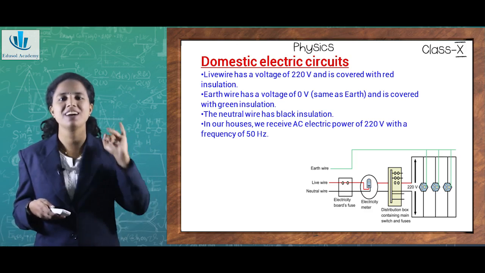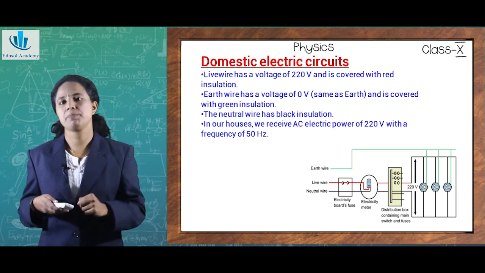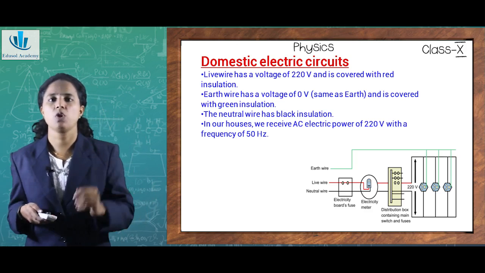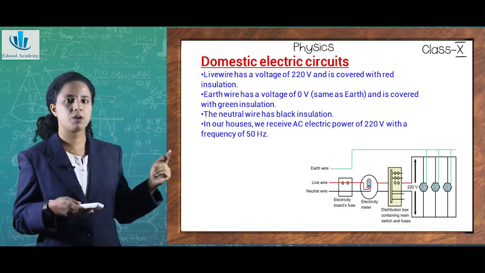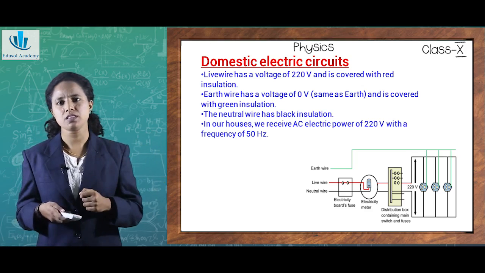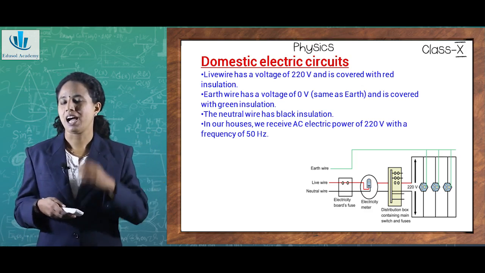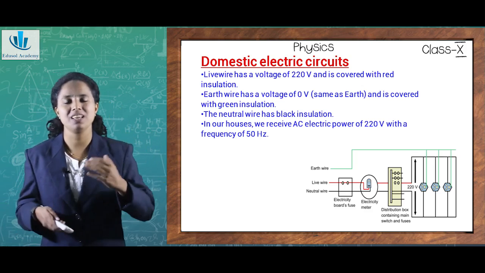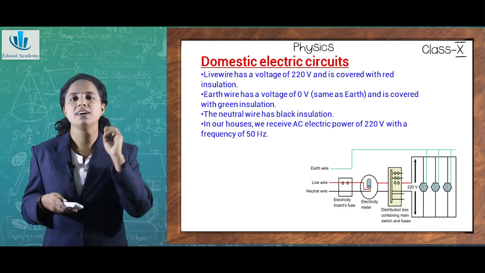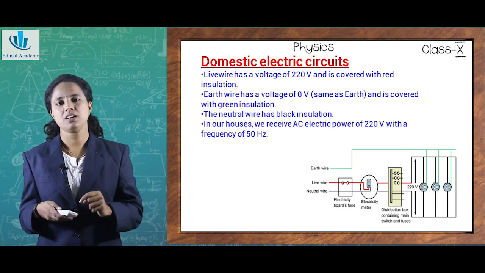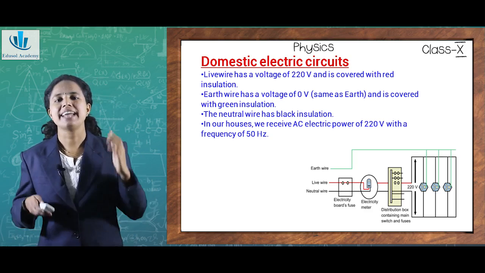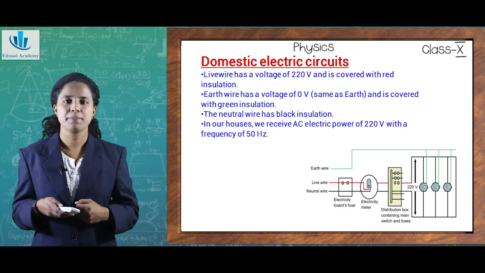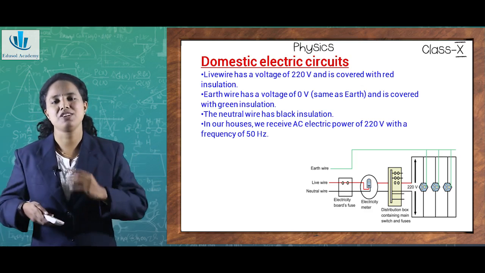There is an earth wire, live wire and a neutral wire. The live wire is the one which has a voltage of 220 volt, and you can see it is covered with red insulation. What about the earth wire? The word depicts that it is connected to earth, or it helps in grounding, isn't it? So the earth wire has a voltage of 0 potential, which is the same as the earth, and it is covered with green insulation. And what about the neutral wire? It has a black insulation.